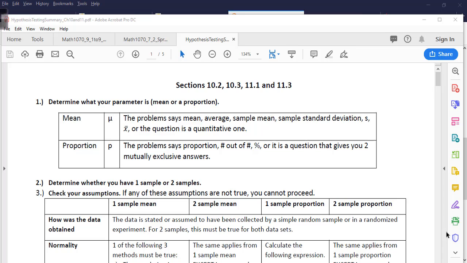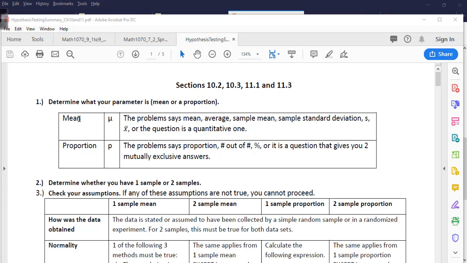In this video, we will review the concepts of how to perform hypothesis testing using the p-value approach. The first thing we want to do is to determine what our parameter is. The parameter is whether your problem is a mean problem or a proportion problem. And here are the keywords or phrases that you want to look for in order to distinguish between the two.